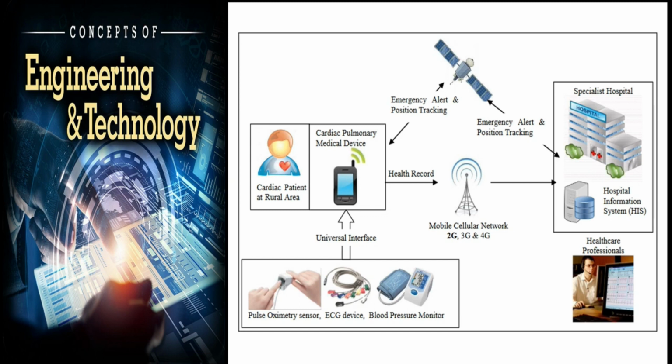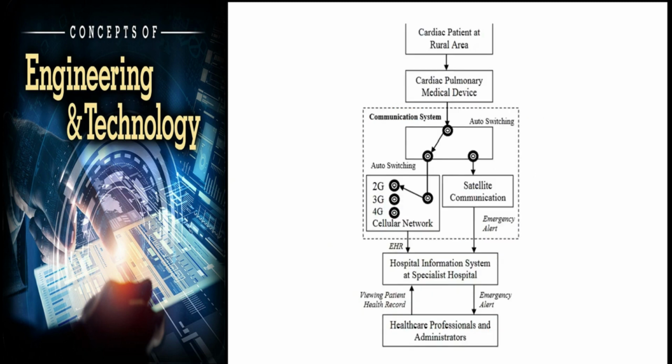Here you need to check which cellular network we are using: the 2G, 3G, 4G network. When you are talking about a rural village and other places, the possibility of getting the 4G network is very less compared to the metropolitan cities and others. That is the reason. So cardiac patients at the rural centers will be connected with the cardiac pulmonary medical devices.